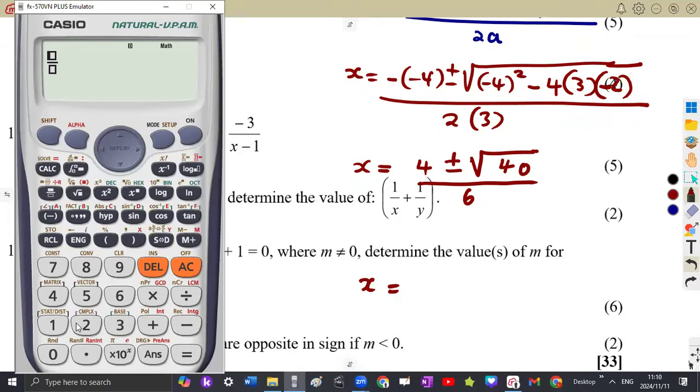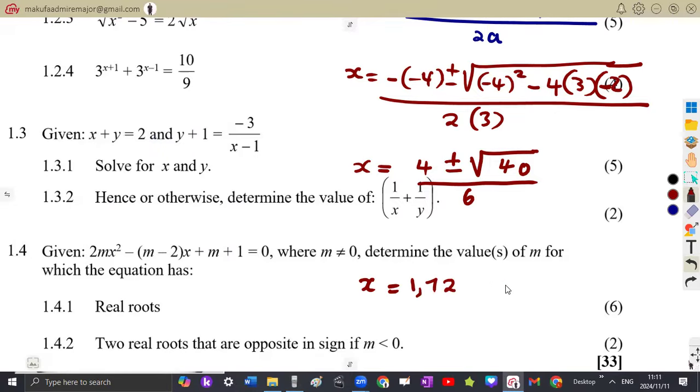This is what I'm having here: 4 plus, I'm going to start with a plus, the square root of 40, everything over 6. Press equals. That's 1.72. You can even use your calculator: shift, set up, then fix to 2 decimal places. Press 2. As you can see, your answer is being rounded to 2 decimal places. That's 1.72.